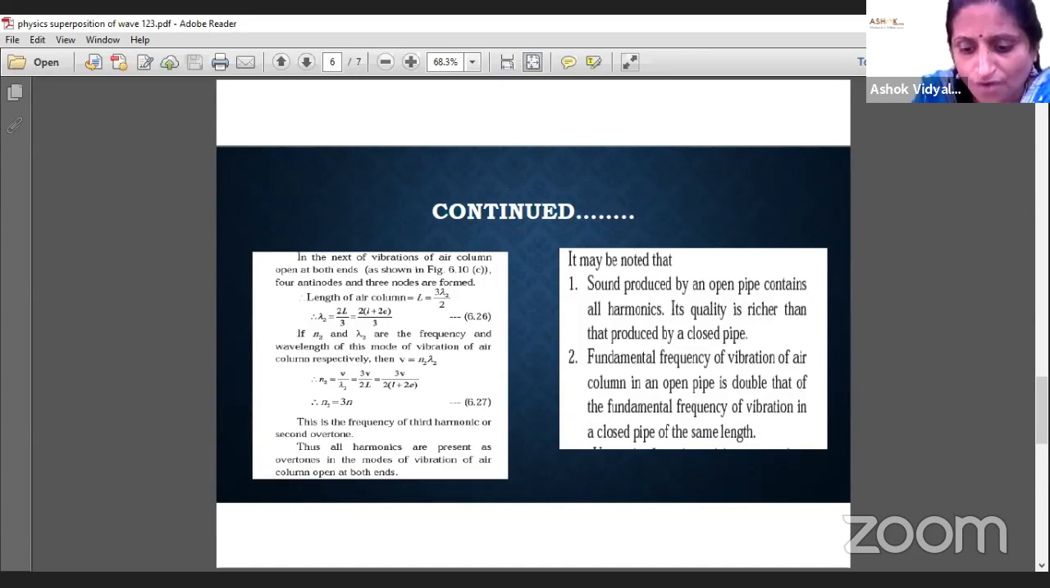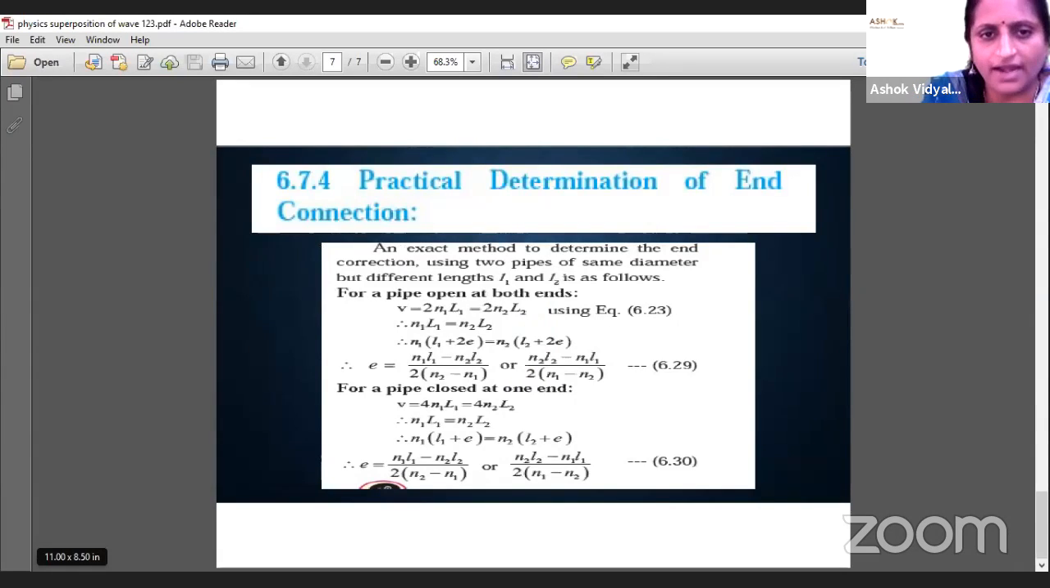Now, the antinodes are formed a little beyond the open ends of the pipe. It is, however, not possible to locate the position of the antinodes precisely. Therefore, in the experiment, the length of pipe is measured and end corrections are incorporated. Now, the practical determination of end correction. See here, an exact method to determine the end correction uses two pipes of the same diameter but different lengths, that is L1 and L2, as follows.